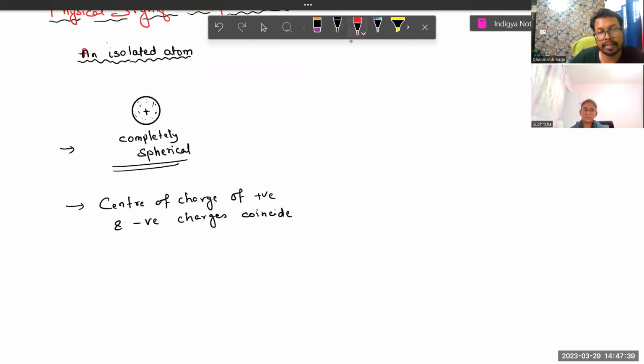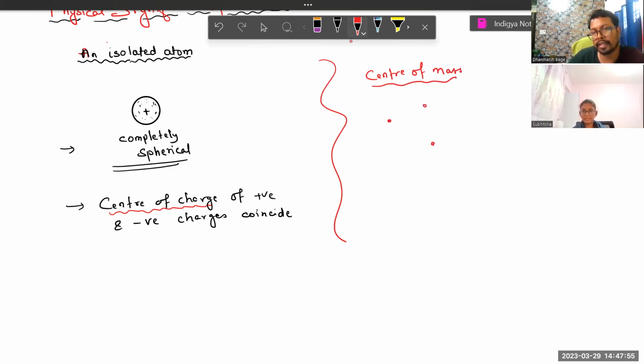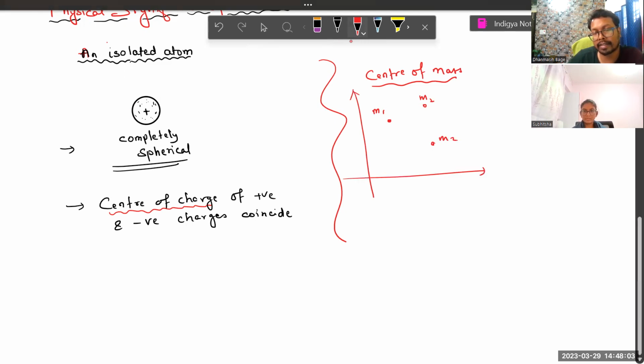Now here we need to understand center of charge. So just see the concept of center of charge is something like this. Center of mass, do you remember center of mass? Yes. The place where the mass of the body is concentrated. Suppose these are the three masses, M1, M2, M3, and this is the x-axis, y-axis. What is the center of mass? How do you find out the center of mass?